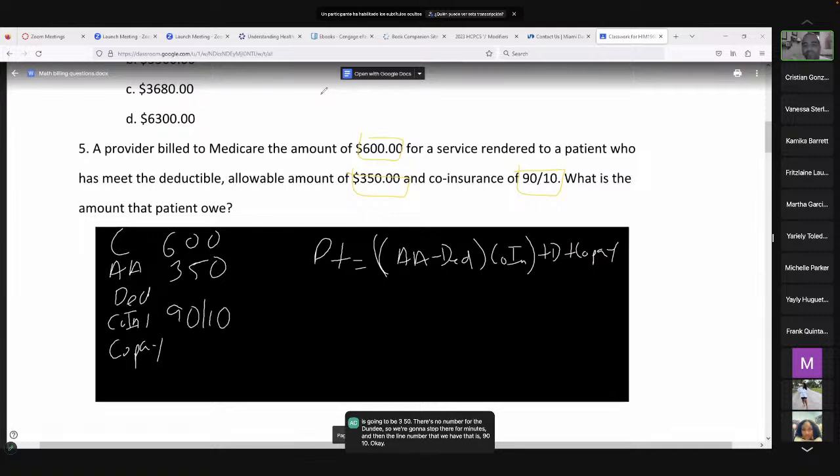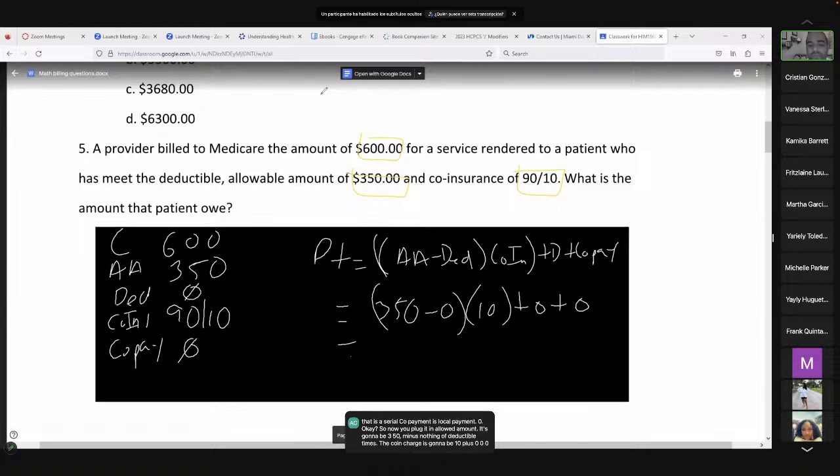Okay, but here it says how the word deductible is there. It says the patient met their deductible. So if the deductible is met, that means that is a zero. Copayment, there's no copayment, zero. Okay, so now you plug it in, allowed amount, it's gonna be $350 minus nothing of deductible times the coinsurance is gonna be 10 plus 0 plus 0, 350 times 10% equals 35. So the patient pays $35.